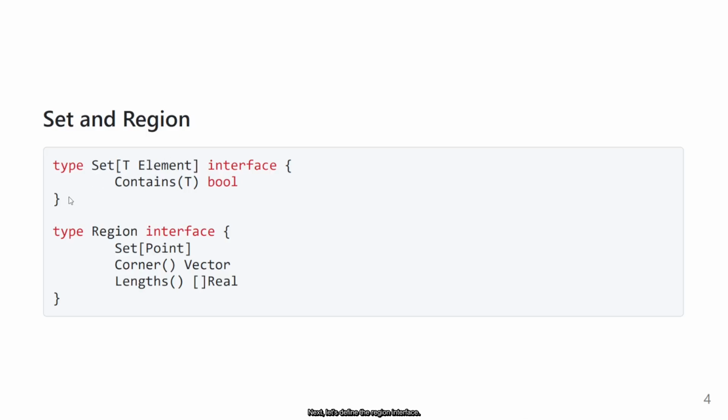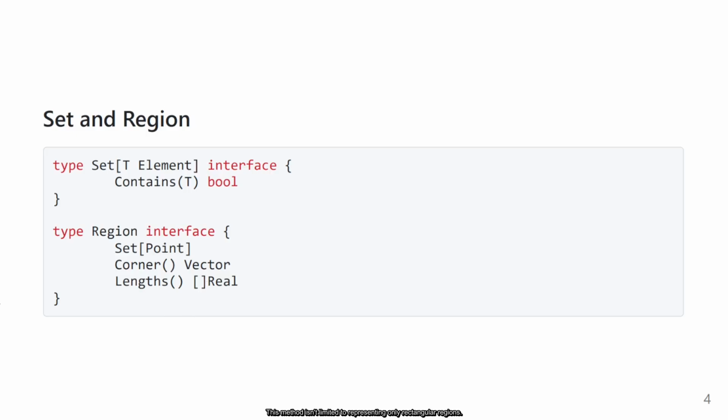Next, let's define the region interface. The interface includes a set interface with a point type as a parameter and has a method called corner and length. It's important to clearly define the meaning of these methods. For example, the corner method returns the corner of a rectangular region. This return value is expressed as a vector. The length method returns the length along each axis as an array of real numbers.